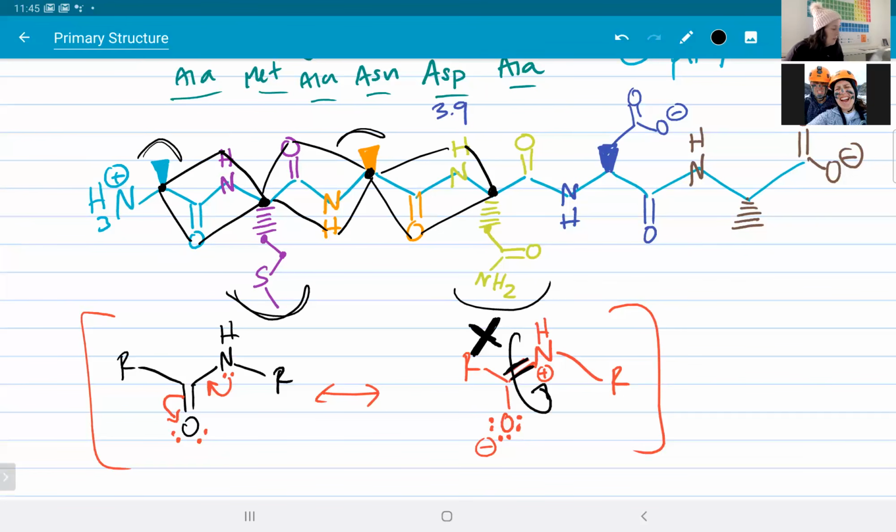You'll notice that sometimes in some previous exams, I'll ask you to draw a polypeptide and then draw where the blue note cards are, showing the areas of this chain that are planar. And this is what it's referring to. And these blue note cards exist because you can draw a resonance structure for that amide bond.